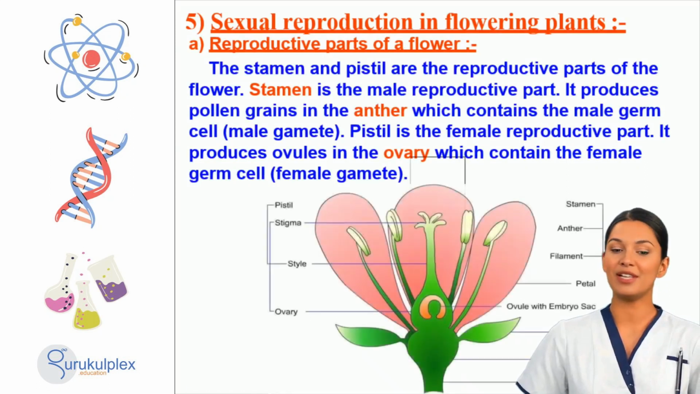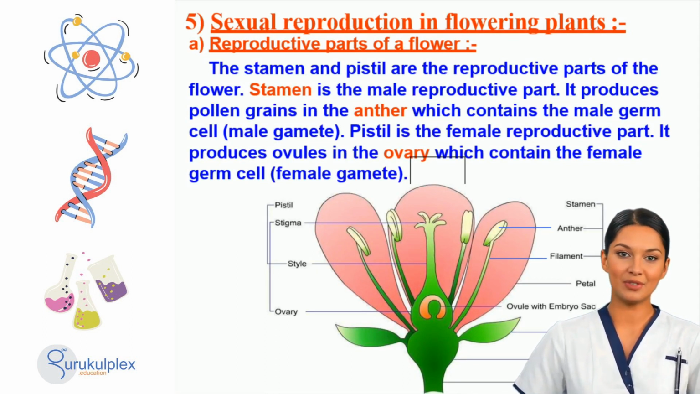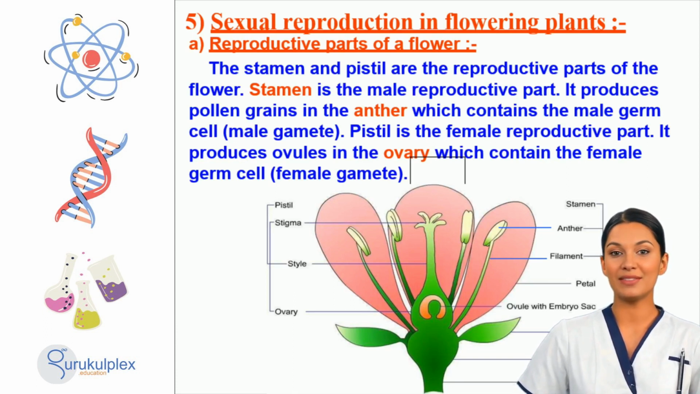Flowering plants have developed a distinctive form of sexual reproduction. For sexual reproduction, they depend on the stamen and pistil, two necessary components of the flower. The stamen is the male reproductive part, producing pollen grains that contain the male germ cell or male gamete. The pistil is the female reproductive part, producing ovules with the female germ cell or female gamete.